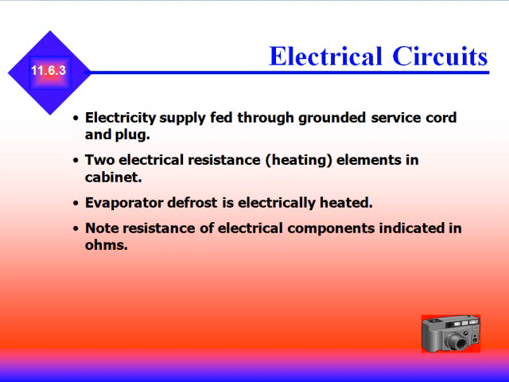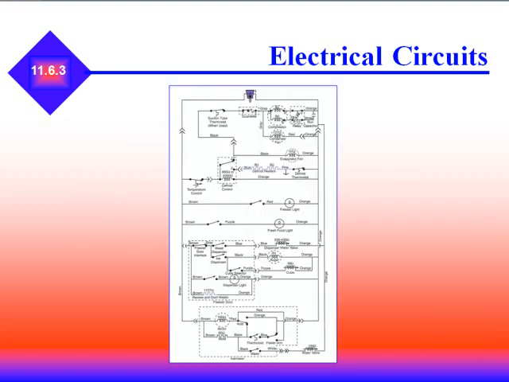Electricity is fed through a grounded service cord and plug. Two electrical resistance heater elements are in the cabinet. The evaporator defrost is electrically heated, and the resistance of the electrical components are all indicated in ohms. This is an example of the electrical circuit.